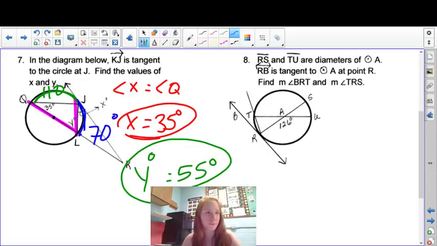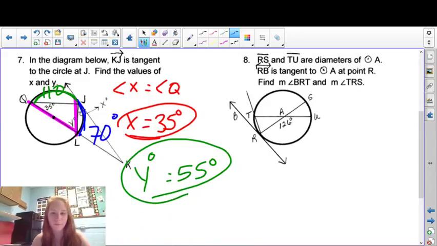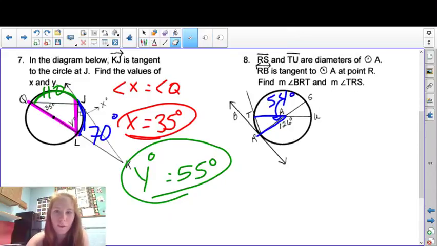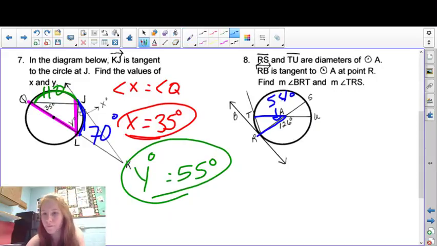All right, last one. I see that I have vertical angles here, or I have this cross, which means that in here must be 54 degrees. This angle must be 54 degrees. Since I have a linear pair, I took 180 minus 126.